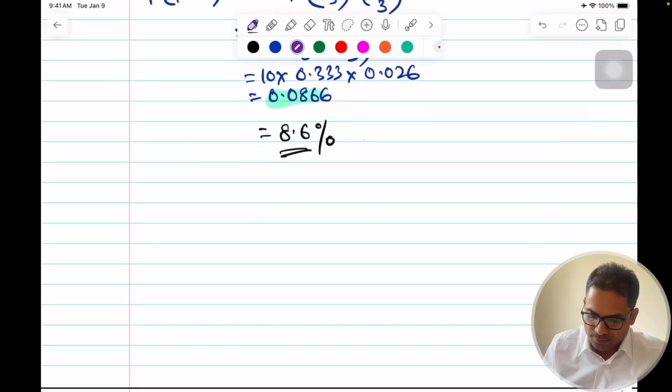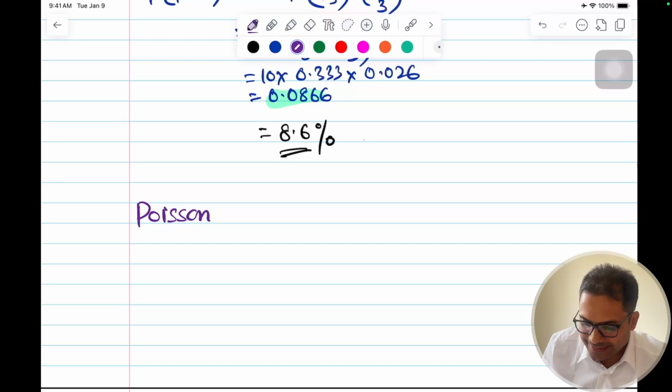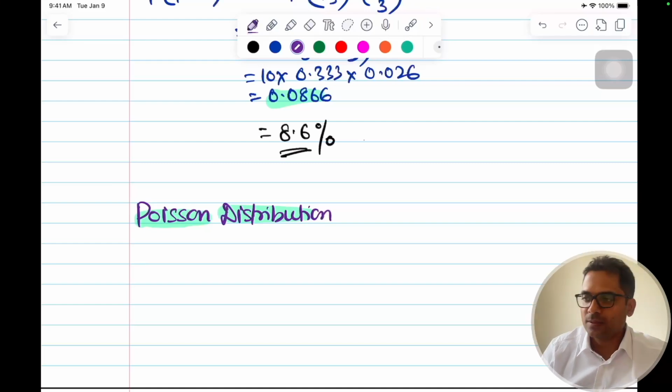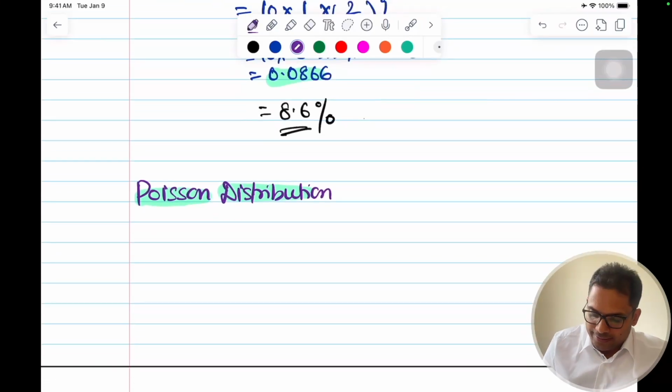Now let's see Poisson. Poisson also brings in the concept of time. Poisson distribution. The French name is a bit difficult. We call it Poisson. Okay, so what does it do?